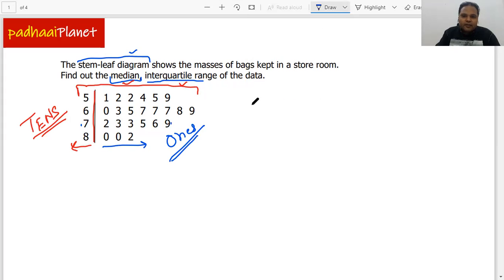that means 79 is one of the data values, and that is the mass of one of the bags kept in a store. So 79 kg is the mass of one of the bags kept in the storeroom. Similarly, if we take 7 and 5, that means 75 kg is the mass of another bag. This is how we read any stem and leaf diagram in statistics.